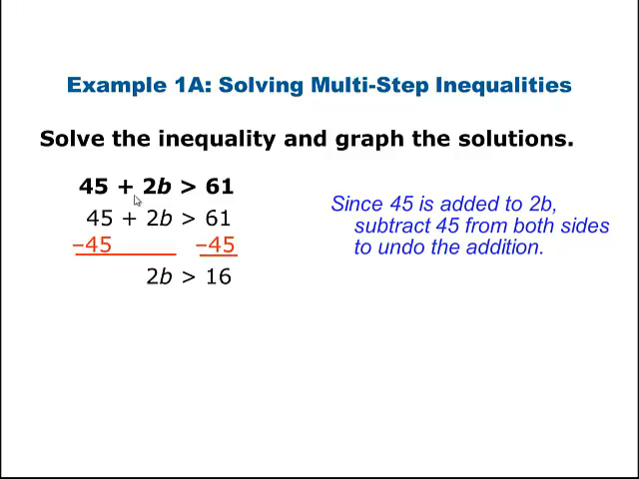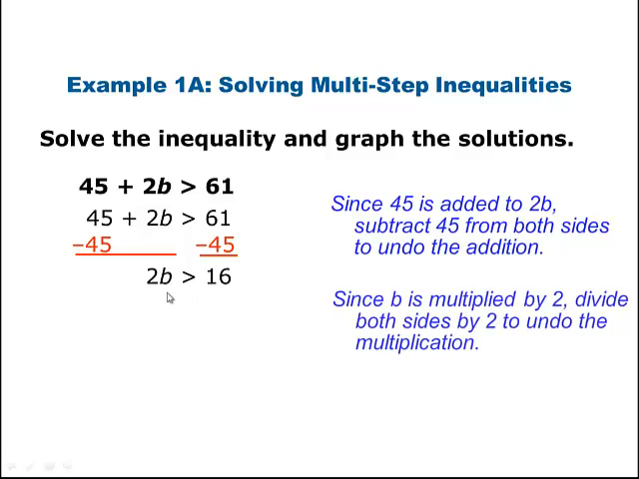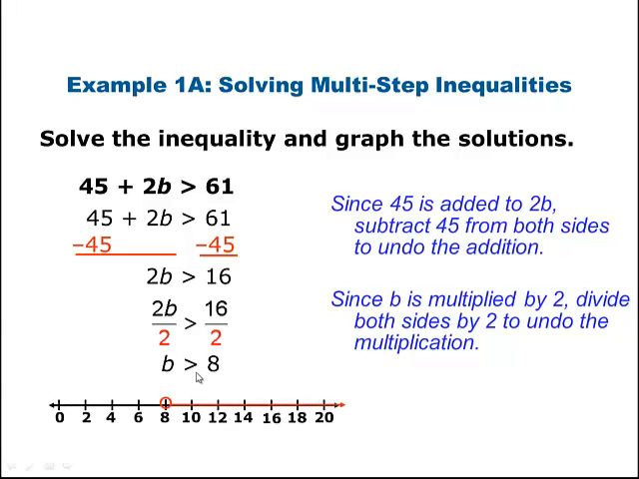So we have 2b is greater than 16. Now b is being multiplied by 2, so we're going to divide by 2 to undo that operation. And b is greater than 8. Because this is a greater than sign, we have an open circle. And b is greater than, so it's larger than 8.